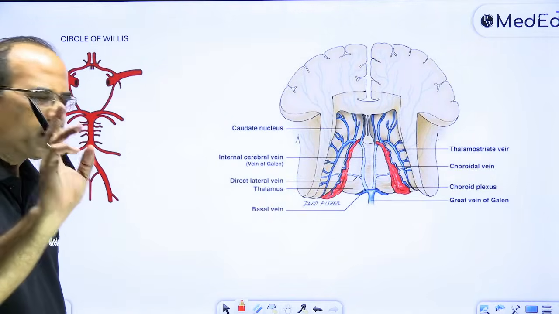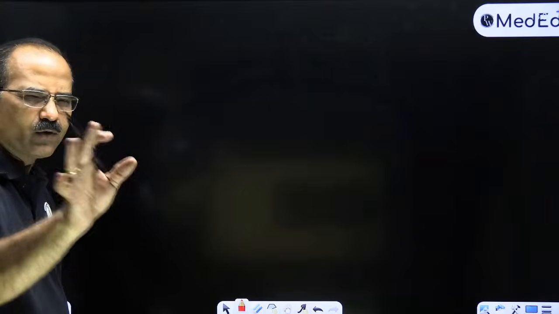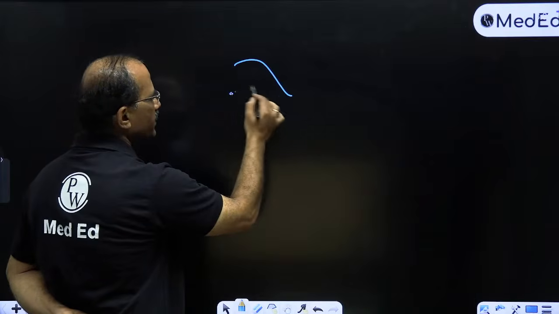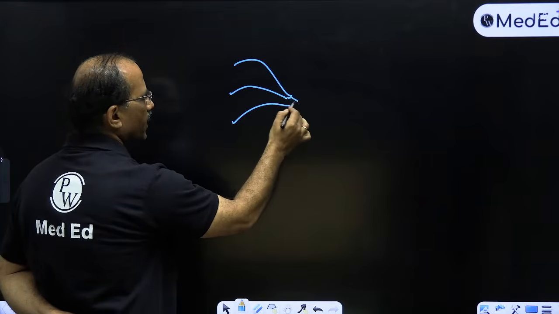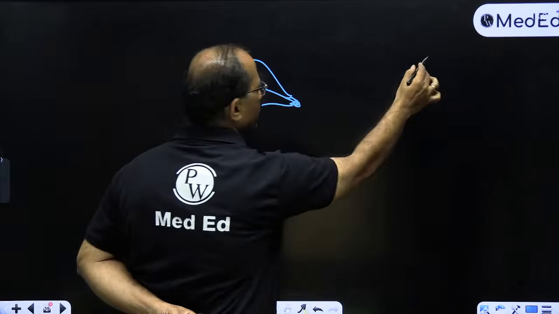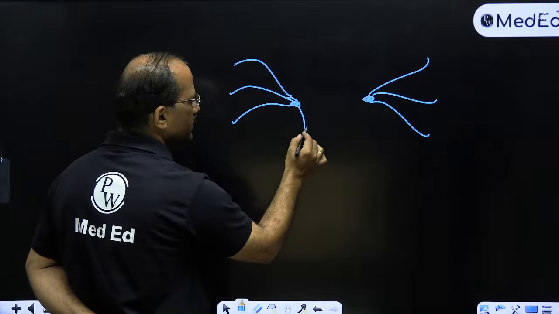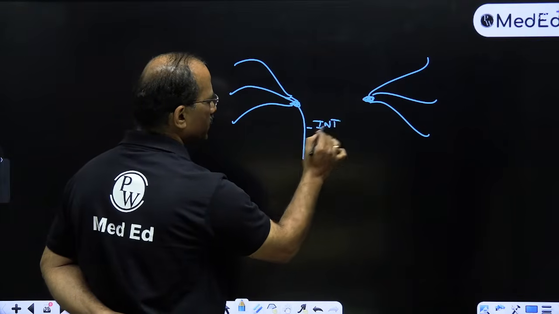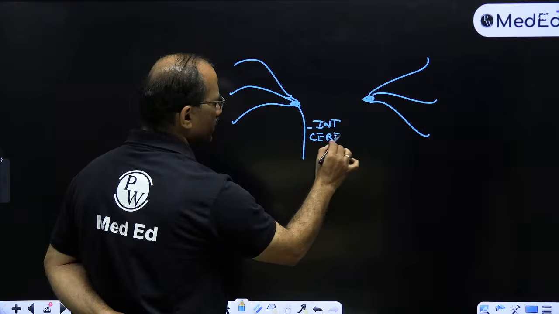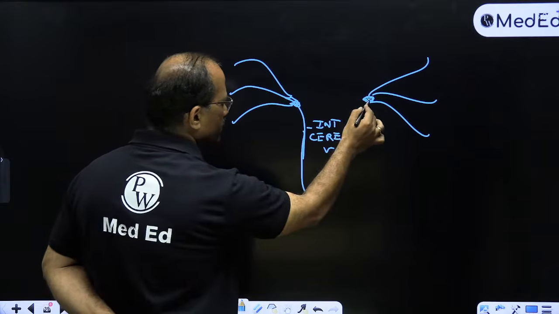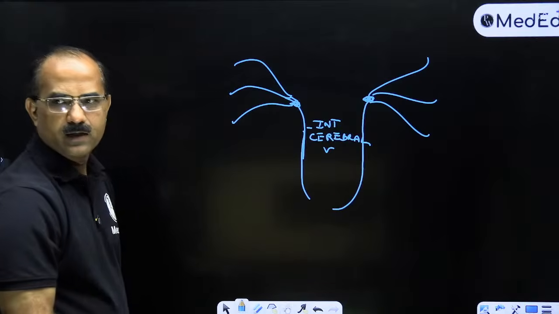I'll just tell you one slide I'll draw for you. बस ये याद रखना. So I'll just draw one easy slide for you. There are three veins like this. तीन veins है ऐसे, and these three veins join here, and this is what we call the internal cerebral vein. This is one internal cerebral vein. That's another internal cerebral vein.